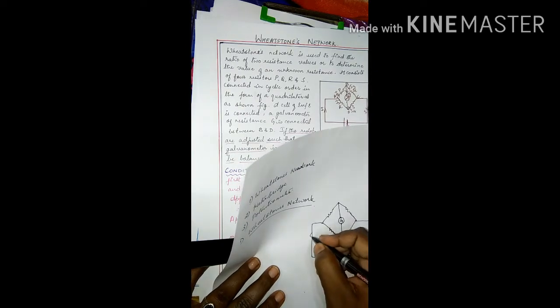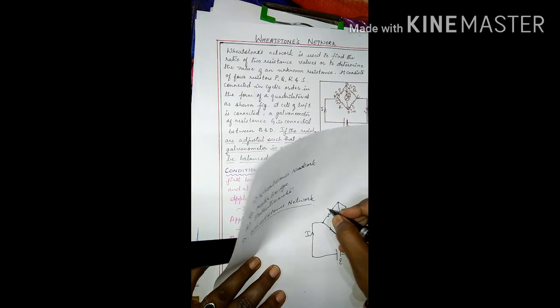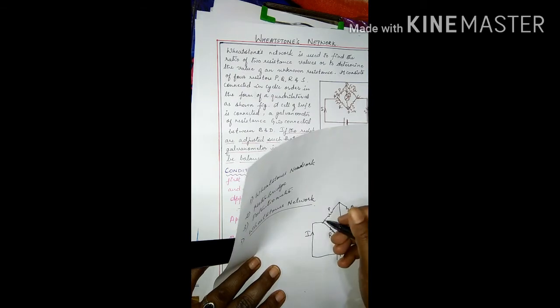Okay, so there is a current, common current I. So let us call this resistance as P, this as Q, this is R, and this is S. Okay, so here it is A, B, C and D. So the terminals are A, B, C and D.